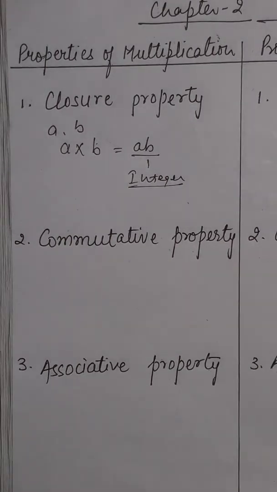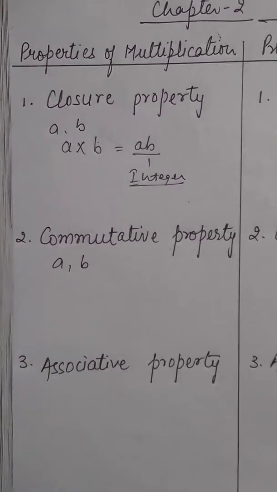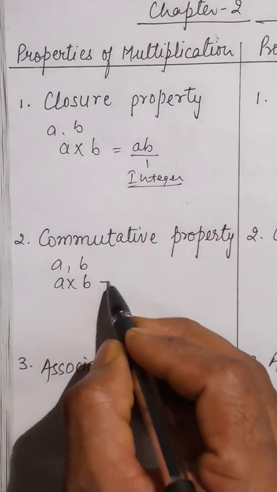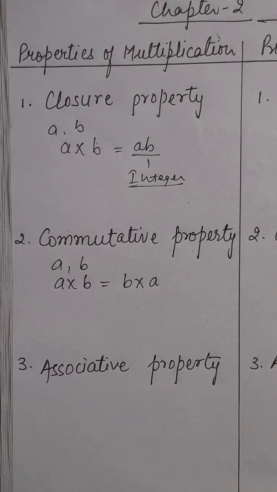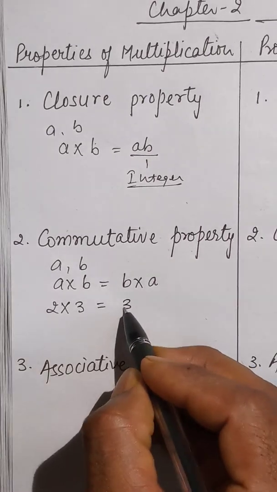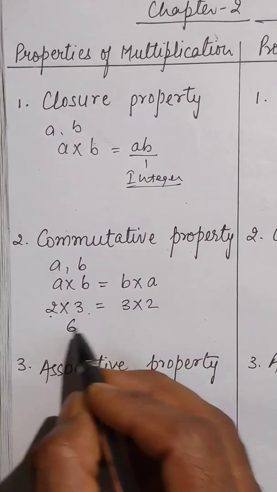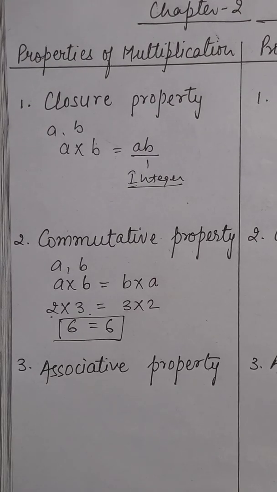The commutative property of multiplication for integers is: for any two integers a and b, if we multiply them as a into b or as b into a, we will get the same result. For example, if a is 2 and b is 3, then 2 into 3 or 3 into 2, we will get 6 in each case. That's why the commutative property over multiplication is applicable for integers.